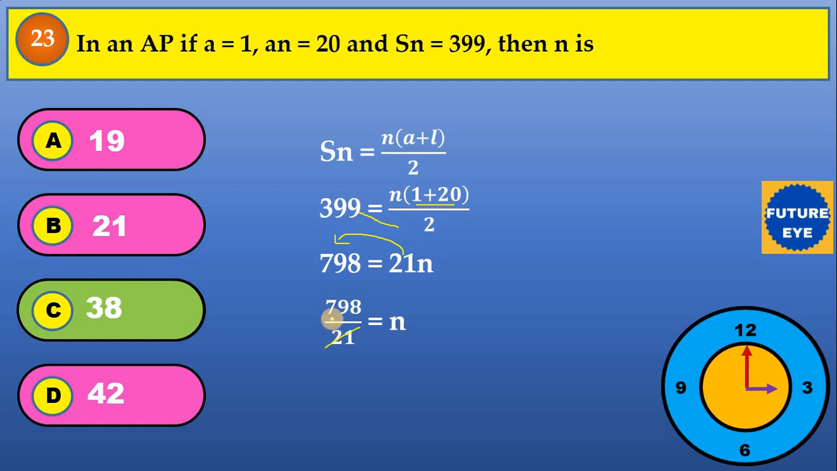So we can cancel here. 21 threes are how much, children? That is 63. Now how much is left out? So 168 is left out. 168 we can cancel, as 21 eights are 168. So finally we get 38 as the answer, children. Here 3 is 63, and 8 is 168. Therefore n equals 38. So the correct option is C.